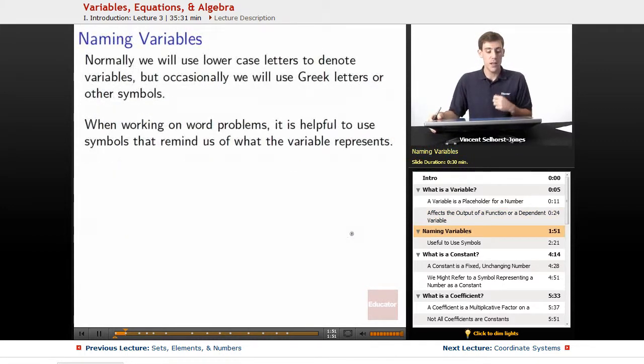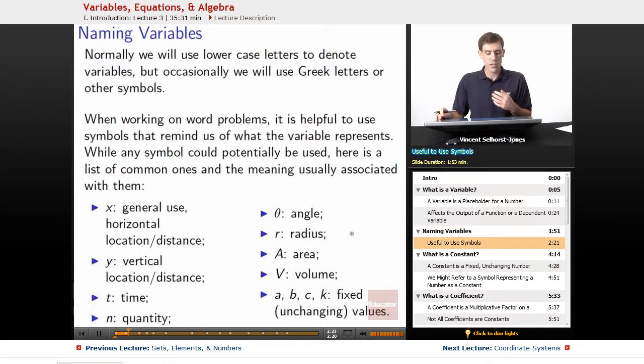Great. We can name variables any symbol that we want. Normally we're going to use lowercase letters to denote variables, but occasionally we will use Greek letters or other symbols. When we're working on word problems, we want to choose what letter or maybe other symbol to use based on something that helps us remember what it is representing in this word problem. What am I using this variable to get across? There are a lot of them that we regularly use, and so we'll get an idea of what they are.